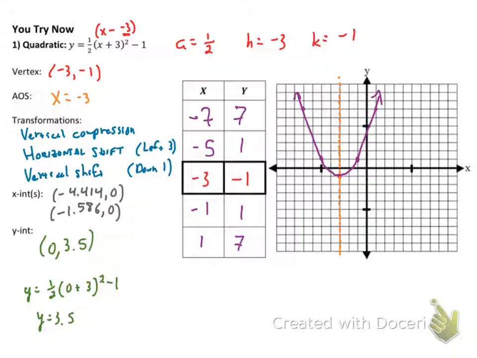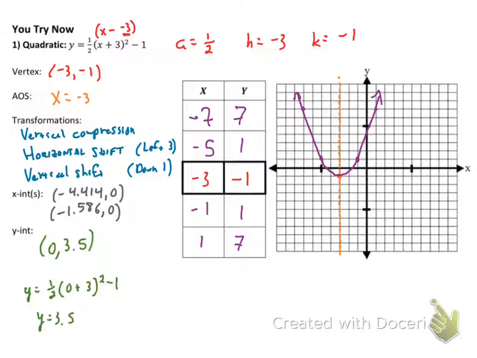So that's my vertex, which means I got my axis of symmetry. I know it's a vertical compression because the A value is 1/2. So it's getting smushed down. It's becoming half the size. So we're pushing it down. We're compressing it. Okay, x-intercepts, we use our graphing calculator. Our y-intercept, we plug in 0.